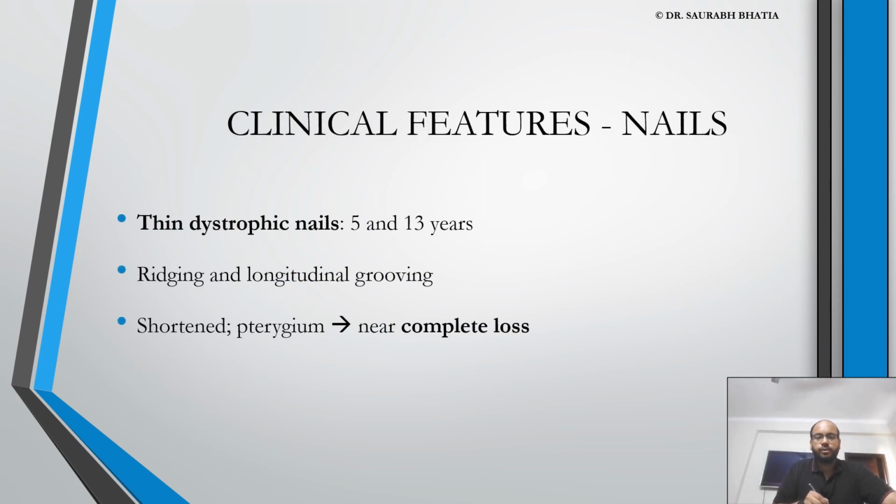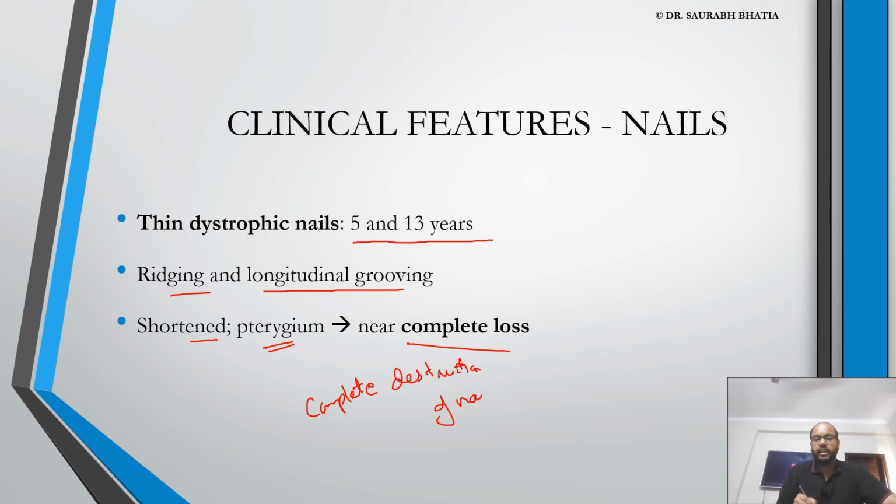Now, nails show dystrophy, and they start by the age of 5 to 13 years. The nails start undergoing dystrophy with more ridging and longitudinal grooving. The nails are shortened and there is pterygium formation, so much so that complete destruction of the nail occurs. The nail can entirely be absent.